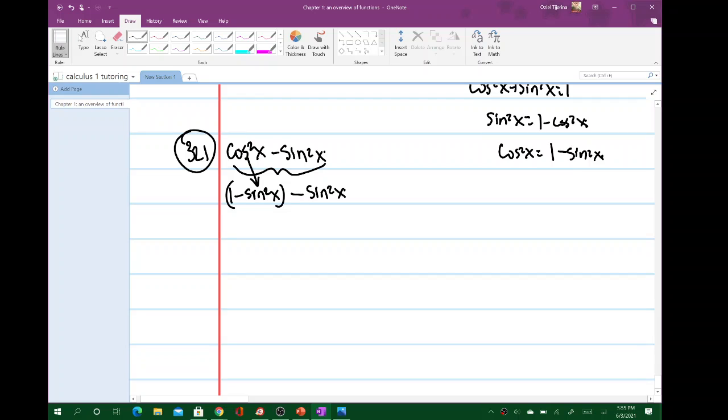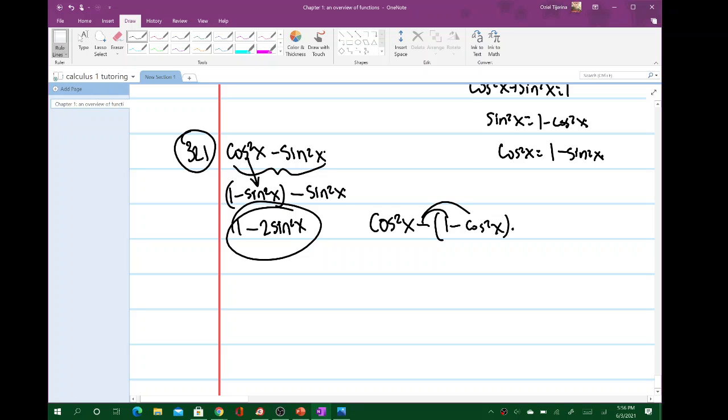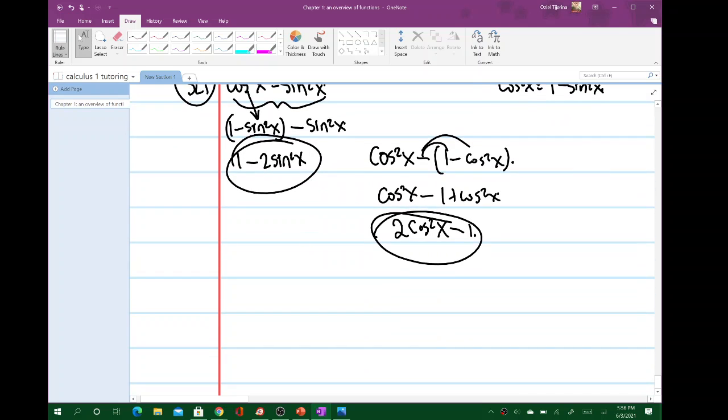Okay, so then this would be equal to 1 minus 2 sine squared x, that's one form. And this can also equal, basically we can do cosine squared x minus the quantity 1 minus cosine squared x, because that's what sine squared x is equal to, right? So when we distribute the negative, we have cosine squared x minus 1 plus cosine squared x, this is 2 cosine squared x minus 1, because we combine like terms.